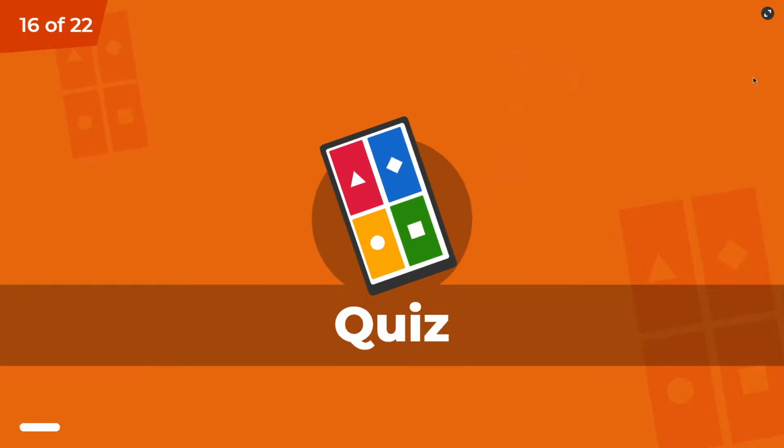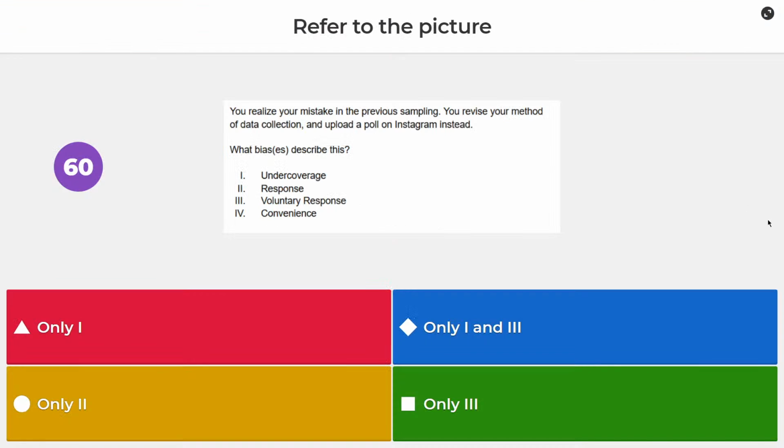Question 16 of 22. Okay, so this is another recursive picture question. This is like the last one, but you are given a different example, and you want to find what biases work for you. Now you realize what you did wrong. You realize your biases. So you decide to try a new method of surveying. Maybe not better, but you're trying something new. So what you do instead is you upload a poll onto your Instagram story, and you try to survey people off of that. And you're asked what kind of biases are present in this method of data collection. Try using some of the thinking skills that we used for the last one to help you find this one.